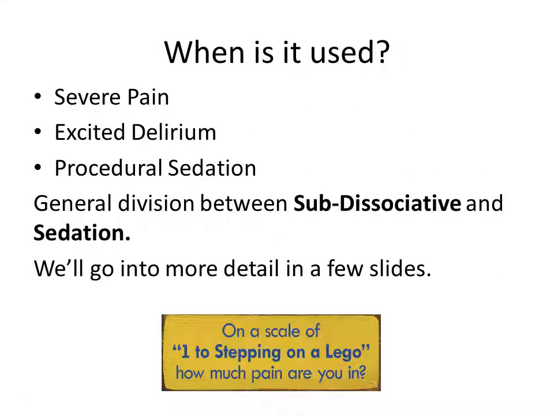So when do we use ketamine? There's going to be a few indications in the field. Most commonly will be severe pain. It might also be used as a sedation agent for a patient in excited delirium, and in very select circumstances it may be used as an agent for procedural sedation in the field.